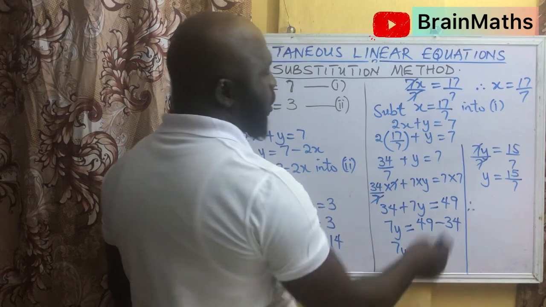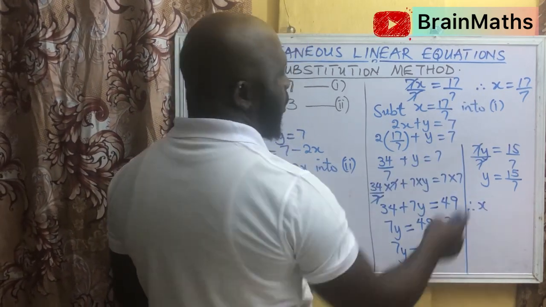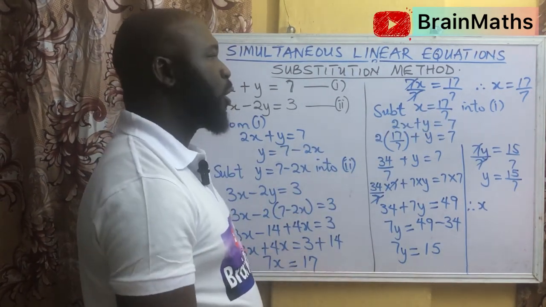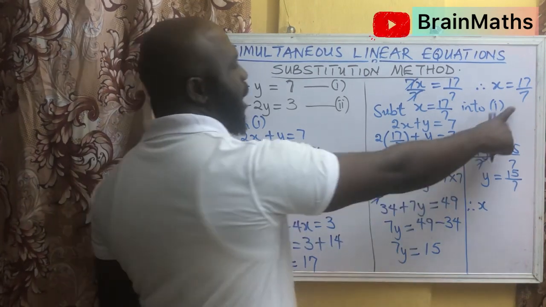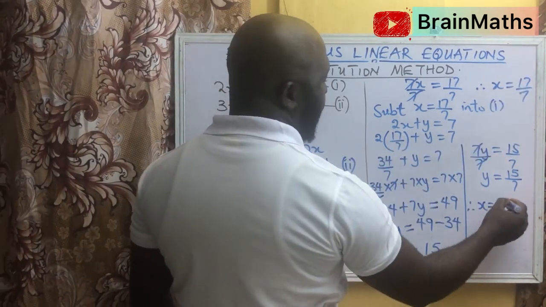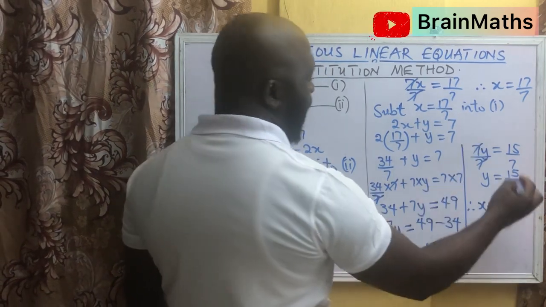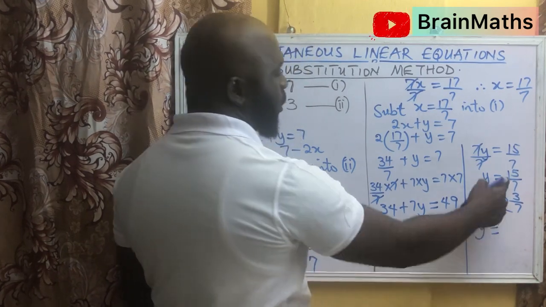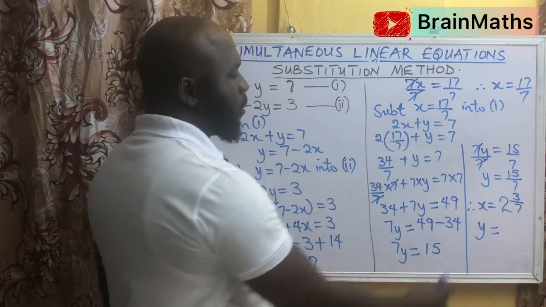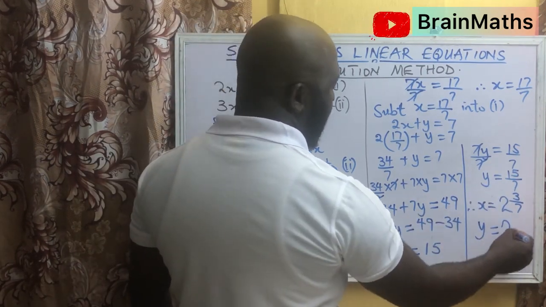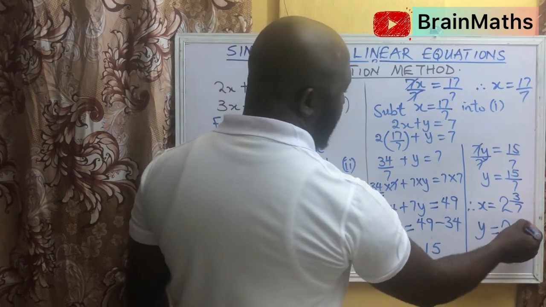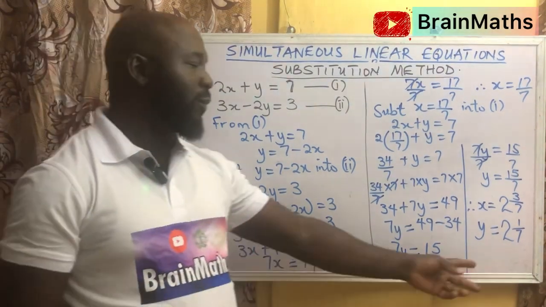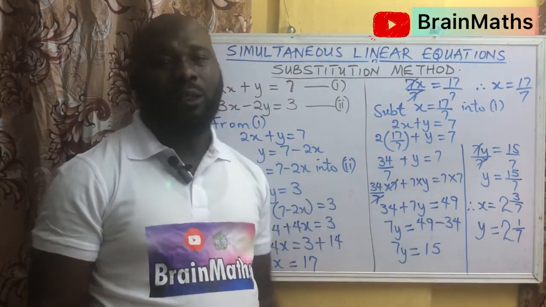So finally, the value of x is 17 over 7 here. But if you look at that fraction, it is an improper fraction. So we can say how many 7 can we get in this? That is going to give us 2, which is 14, remainder 3 over 7. And if you look at the value of y as well, it is also an improper fraction. So we say how many 7 in 15? That is 2, remainder 1 over 7. So the value of x is 2 and 3 over 7, while the value of y is 2 whole number 1 over 7.